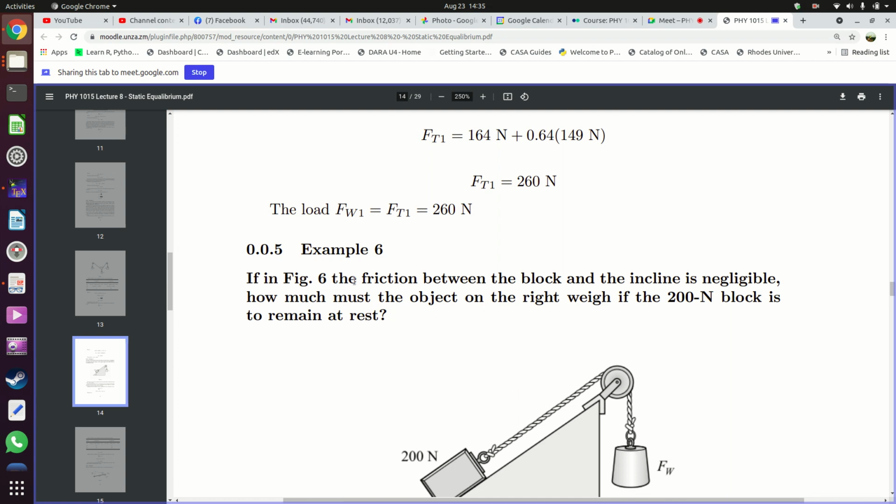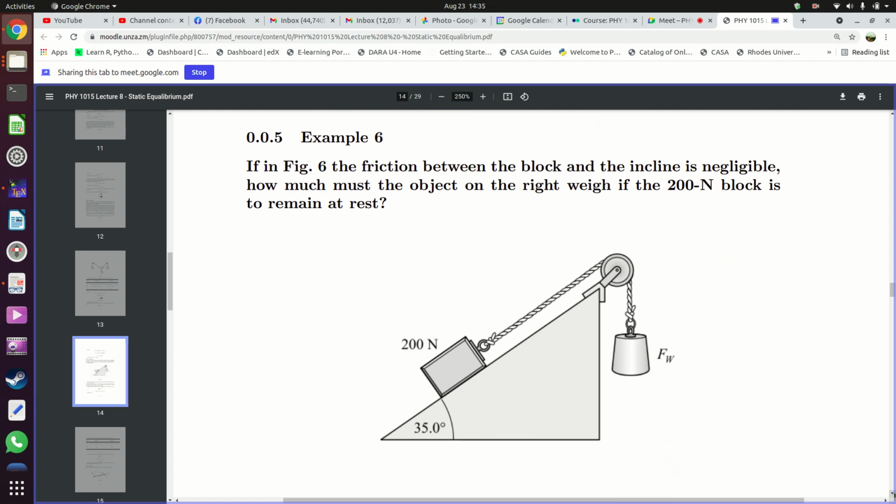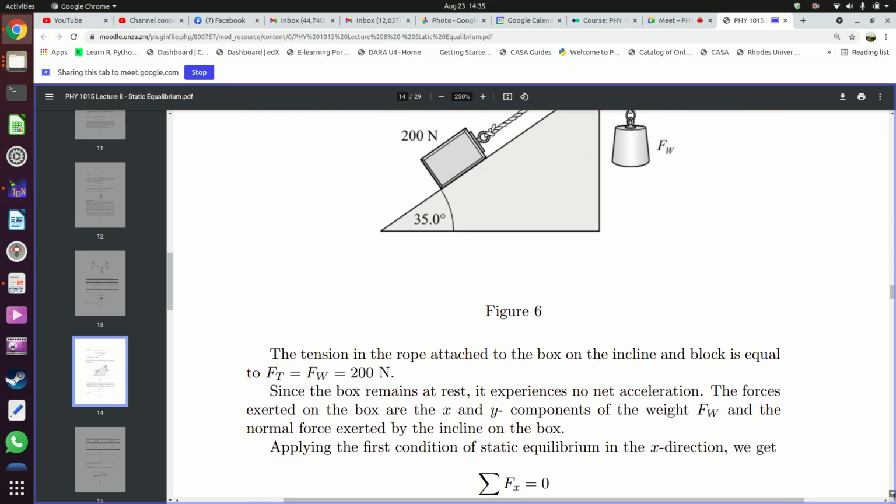If in figure 6 the friction between the block and the incline is negligible, how much must the object on the right weigh if the 200 Newton block is to remain at rest? So they're not moving. Are we clear? Yes, sir. Any other question?